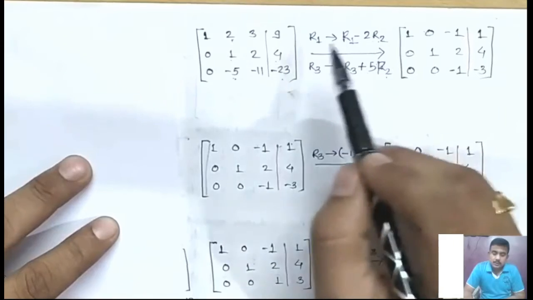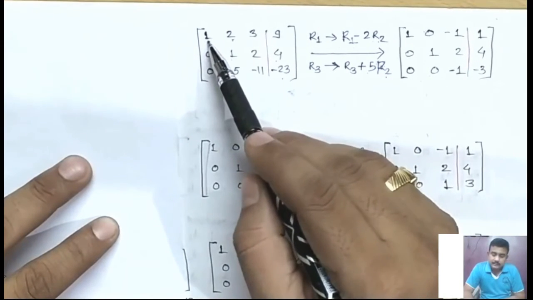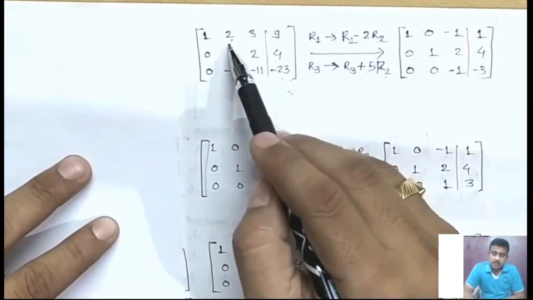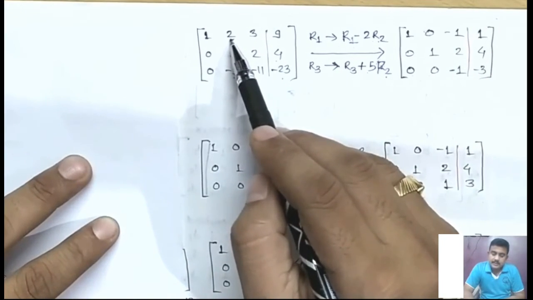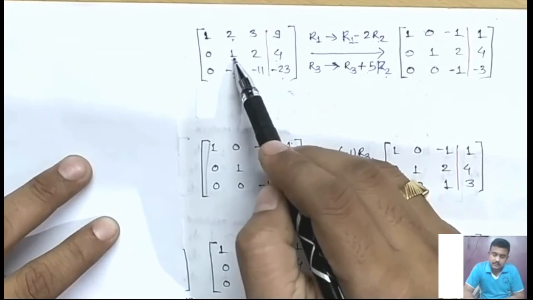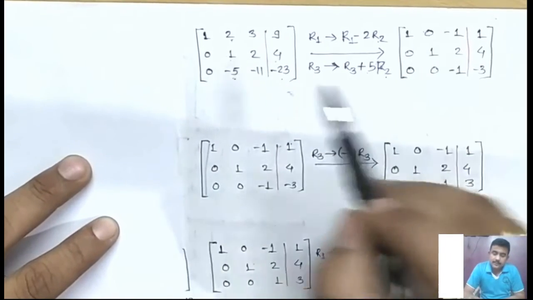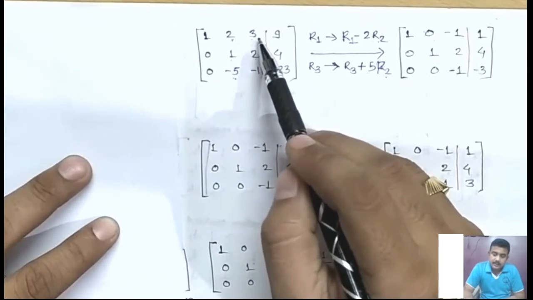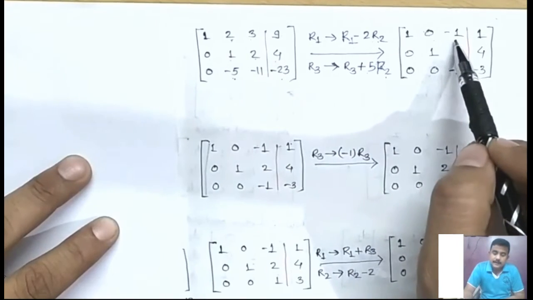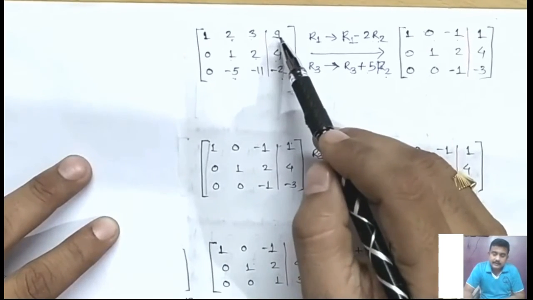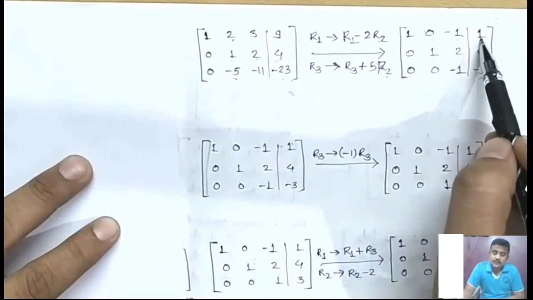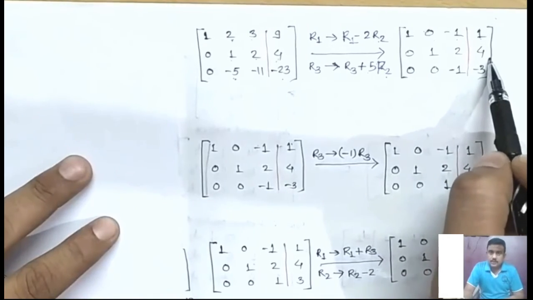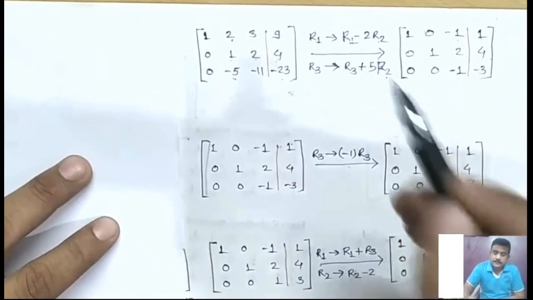Now row 1 will change like this. Row 1 minus 2 into row 2. So 1 minus 2 into 0, 0. That's why 1. Now for row 1, that is 2, minus 2 into 1, sorry, 2 minus 2, 0. Now 3 minus 2 into 2, 4. That's why 3 minus 4 will be minus 1, and 9 minus 8 will be 1. Now row 2 will remain as it is, 0 1 2 4, because we are not going to perform any operations over here. That's fine.